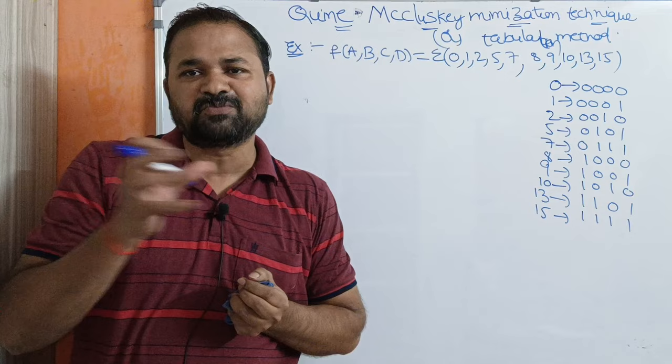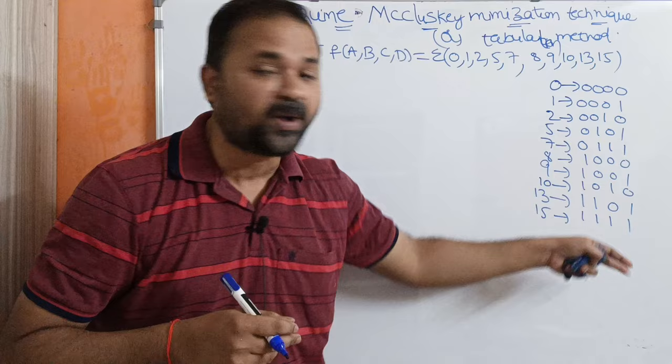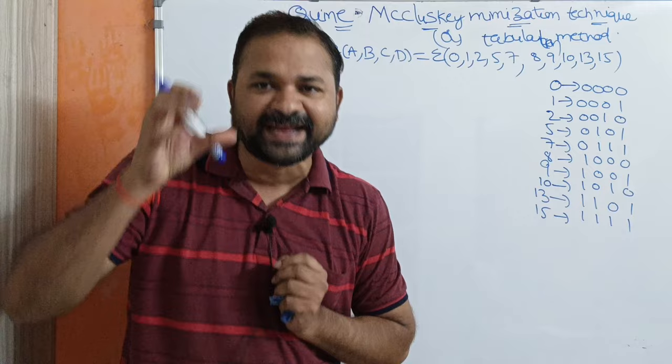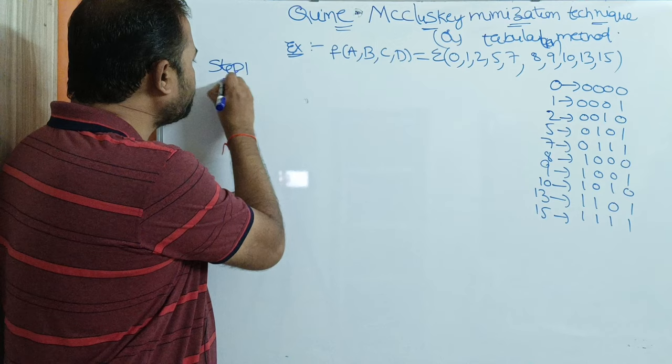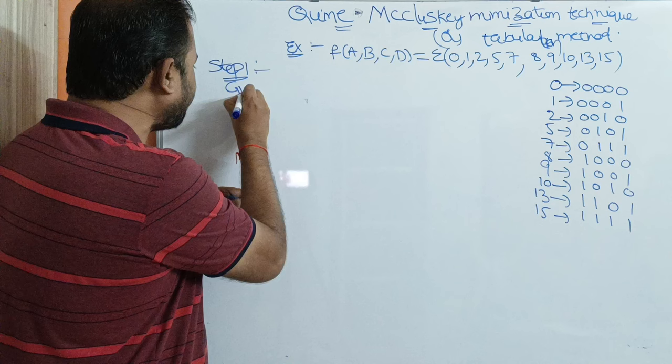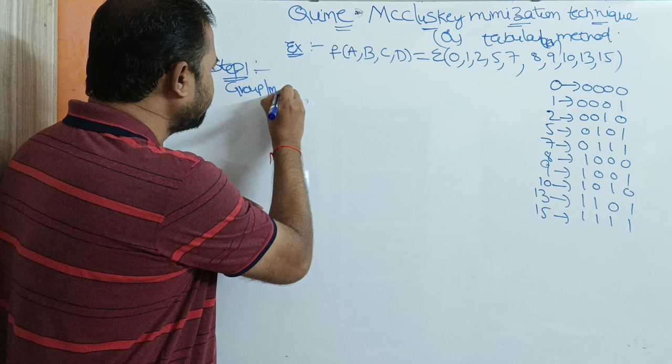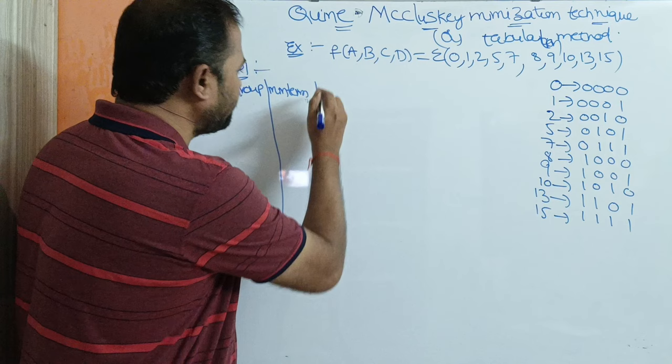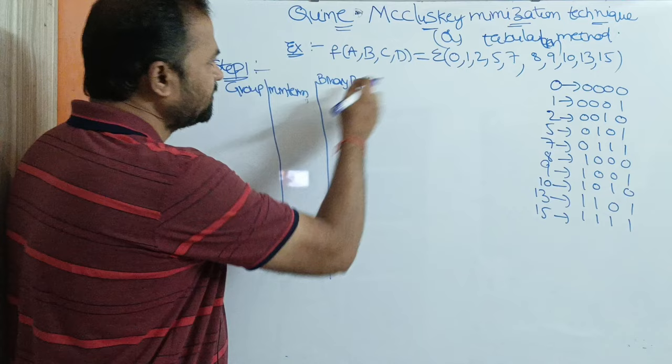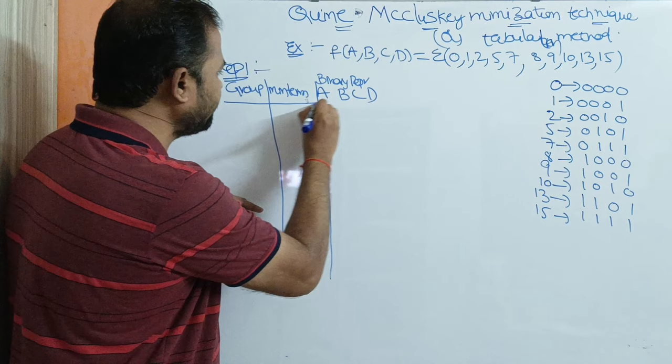Here we have to follow a sequence of steps. The first step is, according to the number of ones in the corresponding binary number, we have to form a table. So let us see step 1. According to the number of ones, we have to form a table. Here the table mainly contains 3 columns. The first column is group, the second column is minterm, and the third column is the binary representation for the minterm. Here the variables are A, B, C, D. First we have to write for group 0.